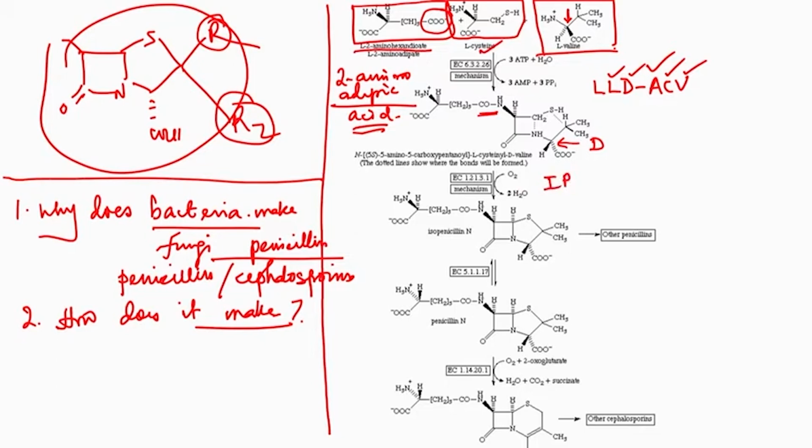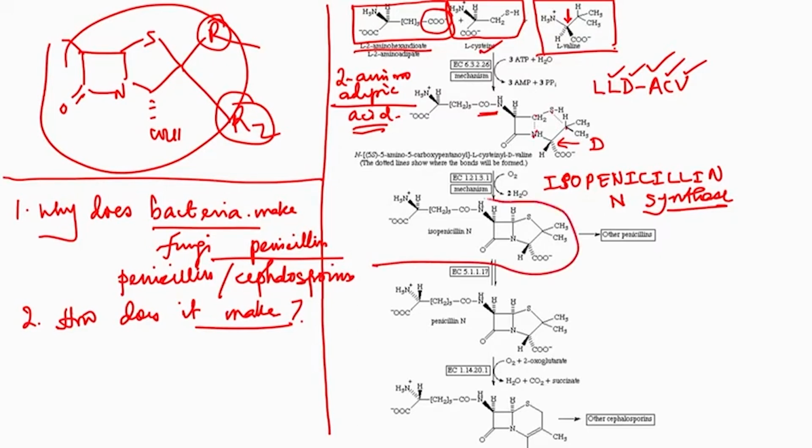Now, this LLDACV, once the peptide is formed, the tripeptide, now there is an enzyme which is called isopenicillin N synthase. Synthase means it does not require any ATP to make the molecule. Okay. What it does? It first forms this nitrogen carbon bond and it forms this sulfur carbon bond, and in one step you get this molecule.